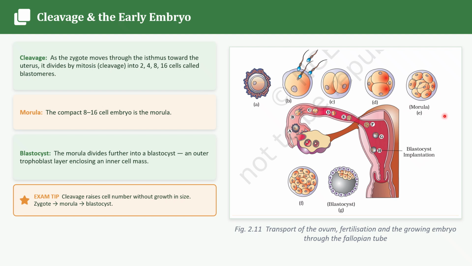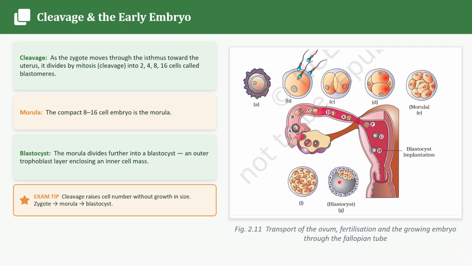The morula continues dividing while entering the uterus. It keeps on dividing, and further cell division transforms the morula into a blastocyst. The blastocyst consists of an outer trophoblast, which helps in implantation and later contributes to the placenta, and the inner cell mass, which develops into the embryo.